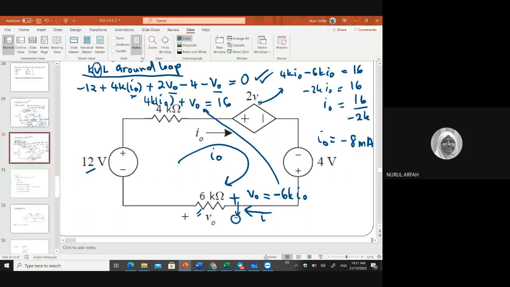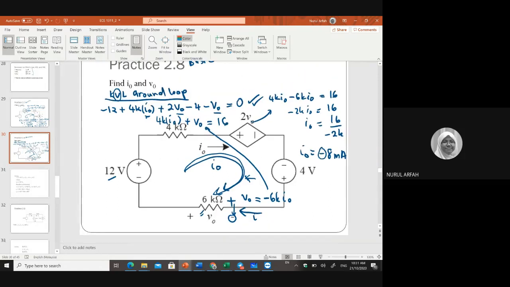Okay, so far so good. And then what does it mean by this negative? Current is flowing the other way. Yes, in the opposite direction of what you first assumed. You assumed this direction, but the actual one is this direction, anti-clockwise. Yeah, okay, good. All right, now we haven't finished our V naught.